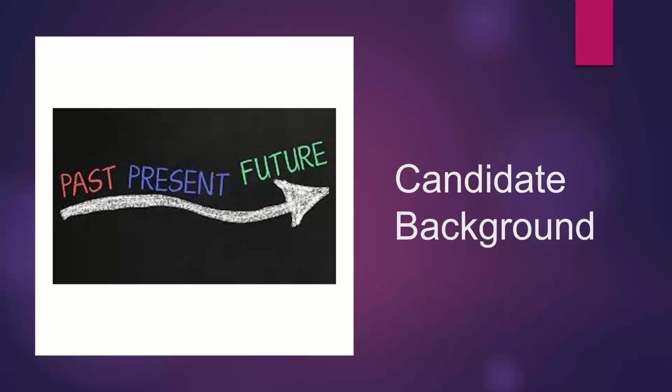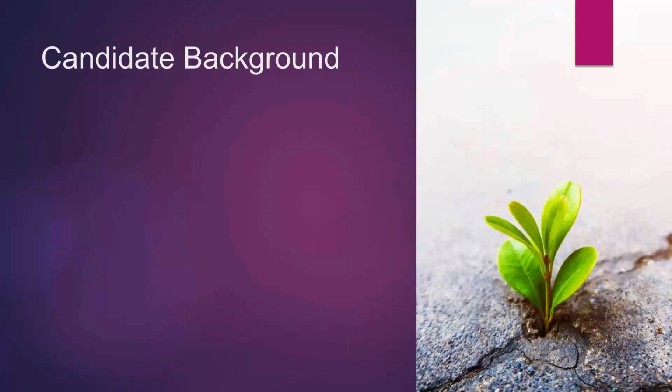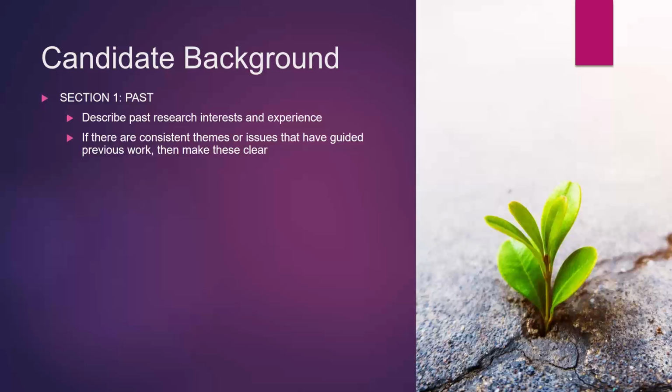First, we're going to cover candidate background. So what is your past, what is your present situation, and what do you want for your future? For this section, first you're going to cover your past. So you're going to describe your past research interests and experience. And if there are consistent themes or issues that have guided previous work in your research, then make these clear. Alternatively, if your work has changed direction, indicate the reasons for the change.